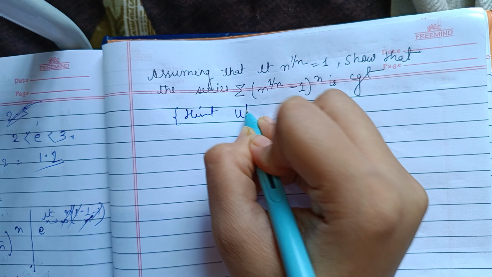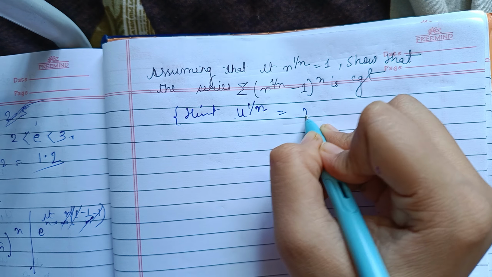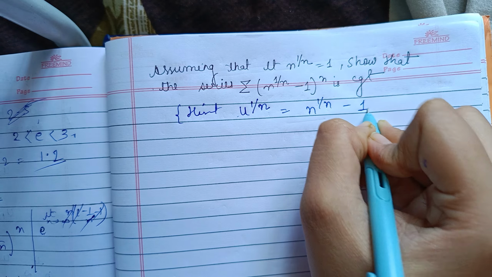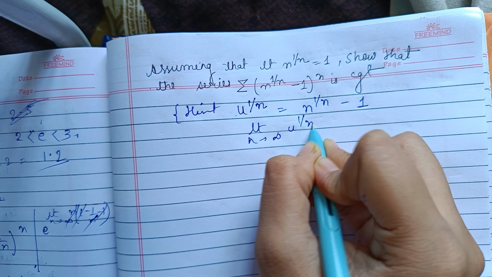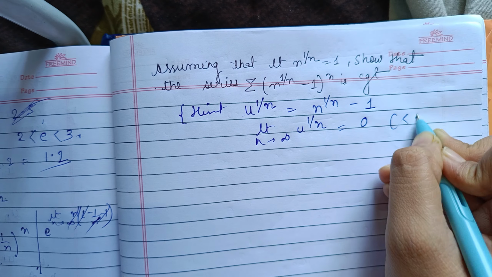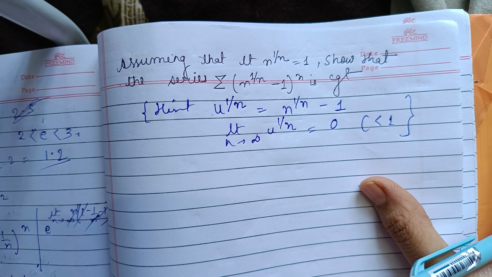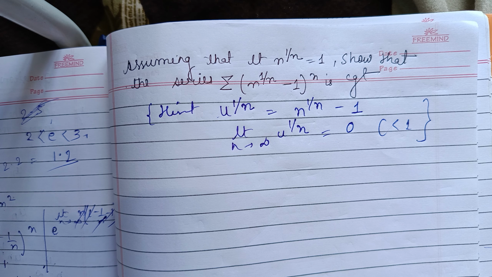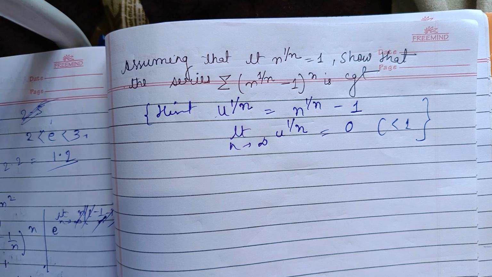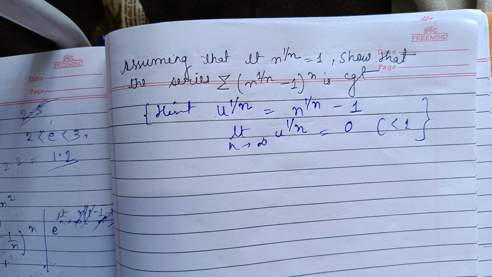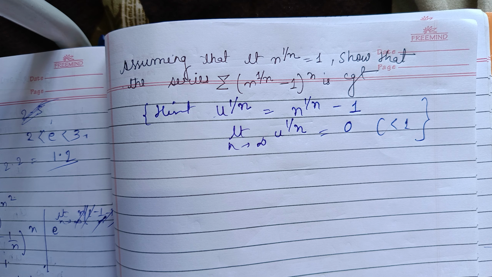Let's take u to the power 1 upon n is equal to n to the power 1 upon n minus 1. Limit n tends to infinity, u to the power 1 upon n, this will become 0. I'm giving you a hint, you solve this on your own. And let me know in the comment section whether you solved this properly or not. Or do I need to solve it for you guys? What do you want? Just tell me.